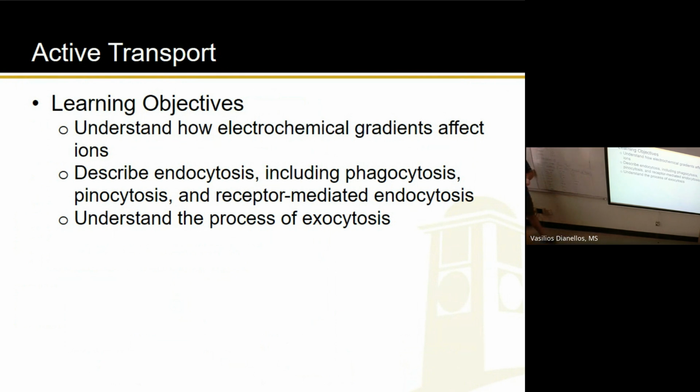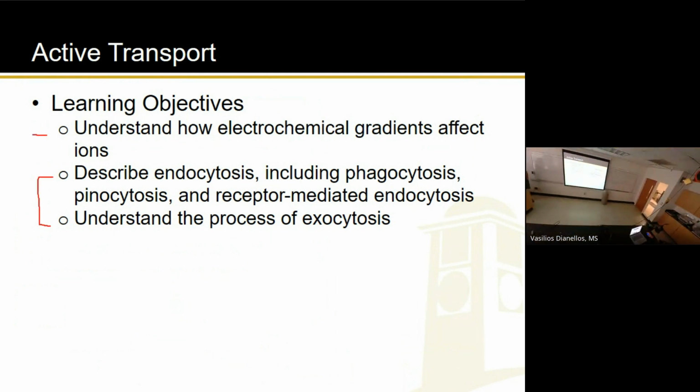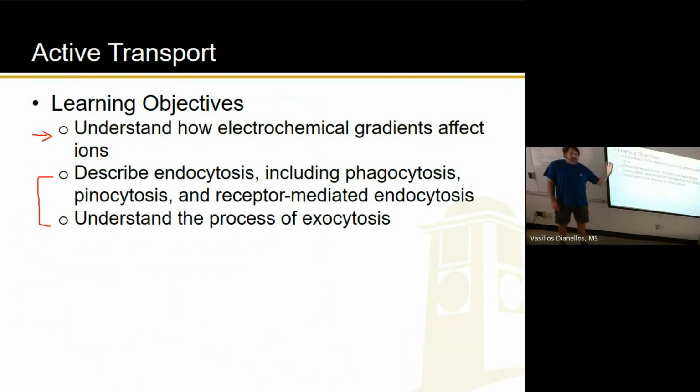The next learning objective is you should be able to describe endocytosis, including phagocytosis, pinocytosis, and receptor-mediated endocytosis. That's a lot of big words, but it's actually really simple concepts, so don't let that scare you. And then finally, you should be able to understand the process of exocytosis. To be honest with you, as far as we're concerned in this course, the last two aren't even that important, right? But this one, even though I'm probably not going to test you on it, you need to understand what I'm about to teach you in this portion to understand how photosynthesis works, how respiration works, and that's coming later.